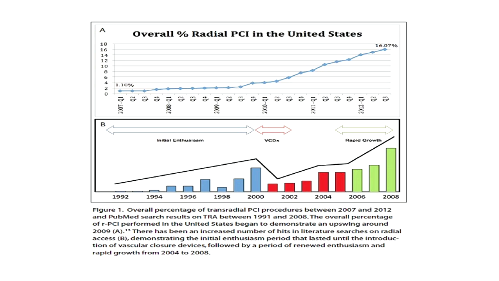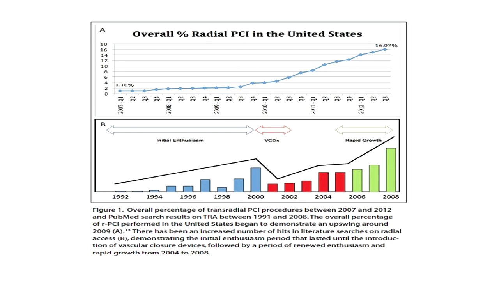And the percentage of total PCIs, or interventions, that are performed via the radial approach back in 2007 was 1.18%, and that was mainly in the Northeast. That has actually improved in the last quarter of 2012 to 16% of all interventions performed via the radial artery. However, that is still mainly in the Northeast and the east side of the United States. It hasn't made its way all the way out here to the west.